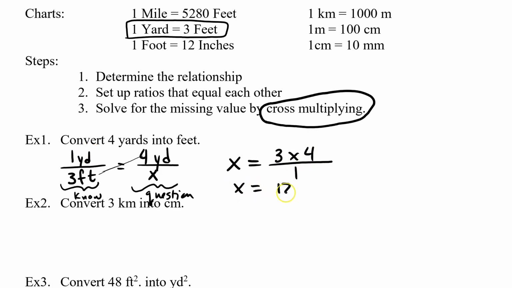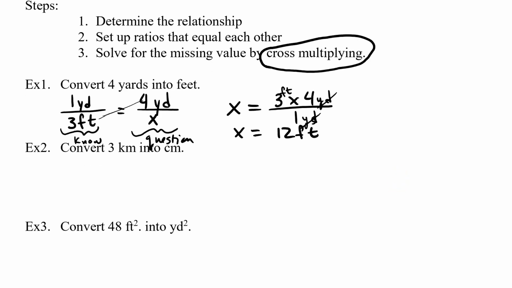So x equals 12. And is it going to be feet or yards? There are a few ways that we can say this. I can write down 3 feet because that's the unit attached to it, times 4 yards, over 1 yard. So the yards cancel and we get feet. Another way to think about it is, yards go on top, I know what my yards are, and the one on the bottom is going to be feet. Or I can just look at the question and say, oh, we're converting to feet. That's feet then. There are lots of different ways that we can confirm that.